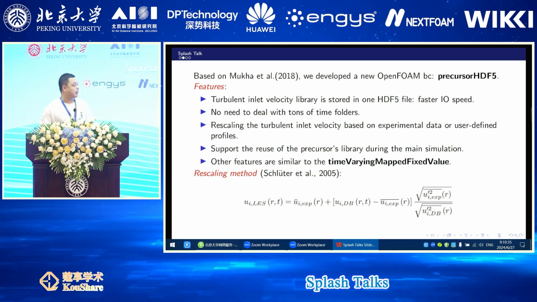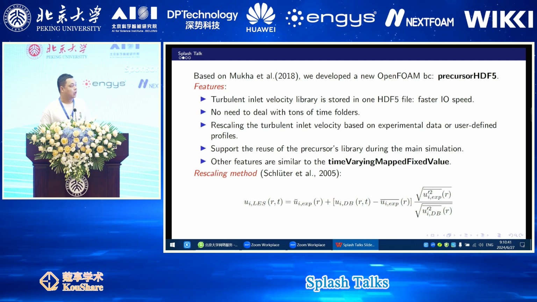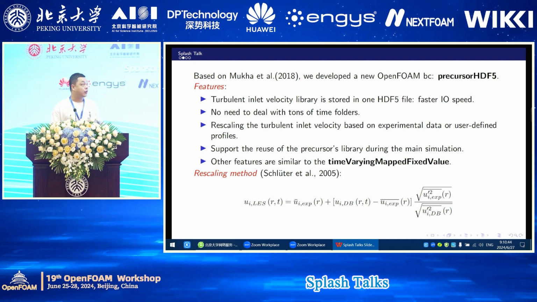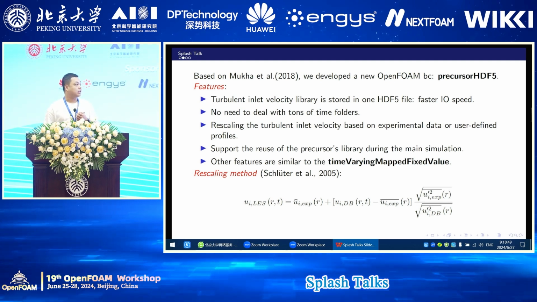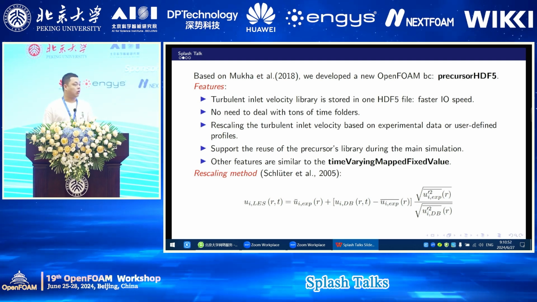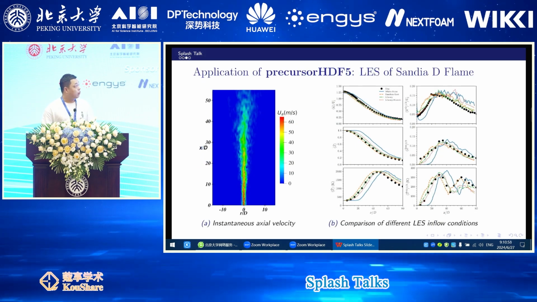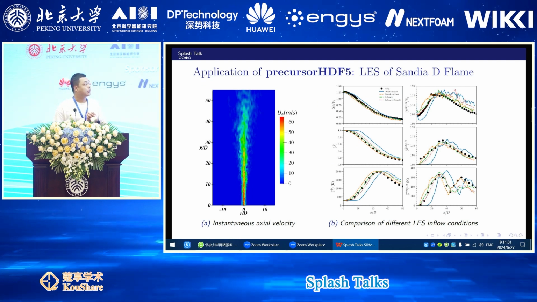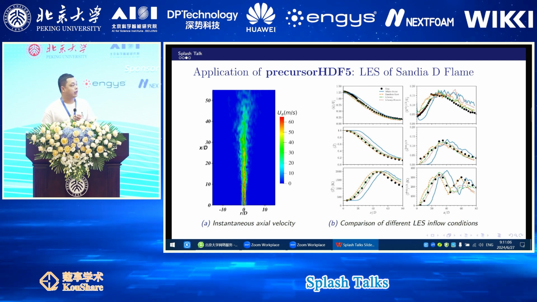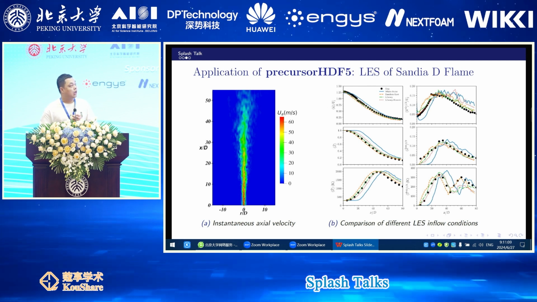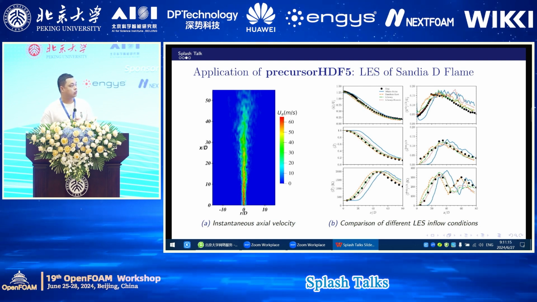For the data rescaling, we use the method proposed by Schluter in 2005. So as you can see, unlike the synthetic turbulence method, in this method there is almost no mathematics. We have validated the boundary condition in turbulent jet flames. Here are the results of Sandia D flame, and we compared the library method and library rescaling method with other synthetic turbulence methods, and this boundary condition provides good performance.